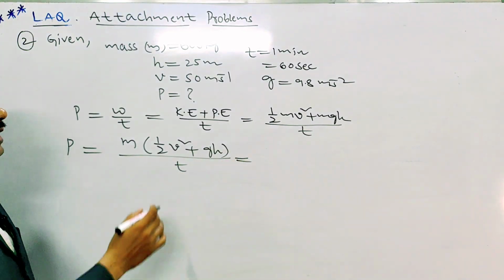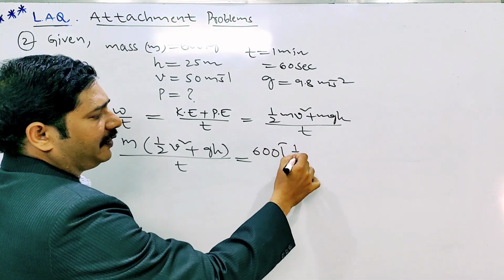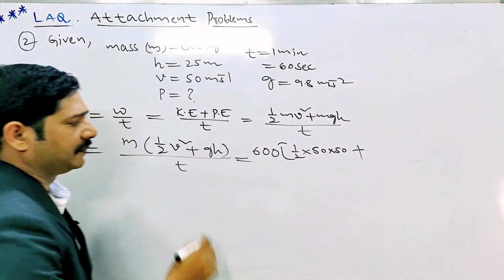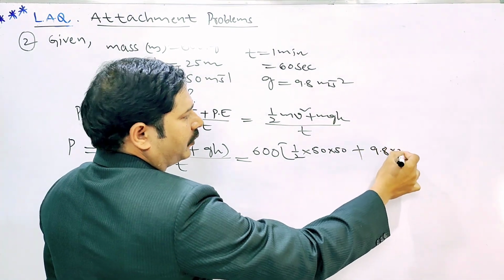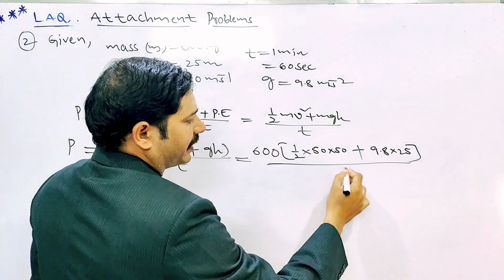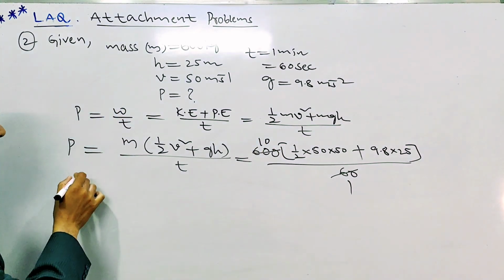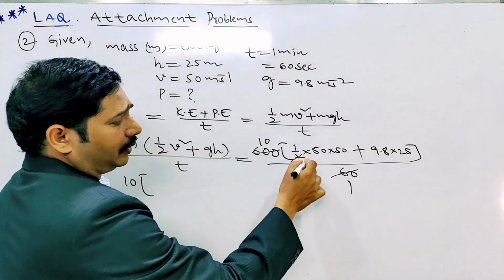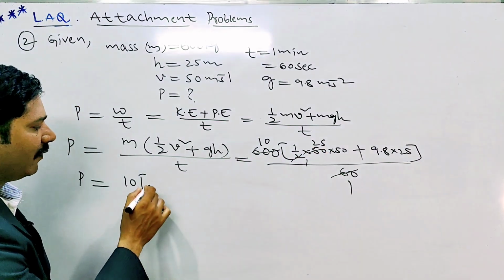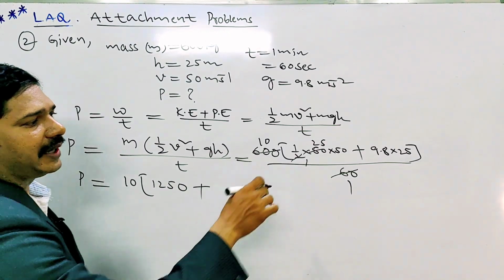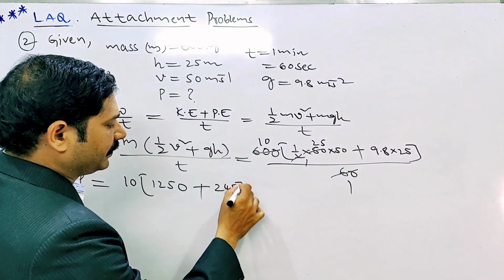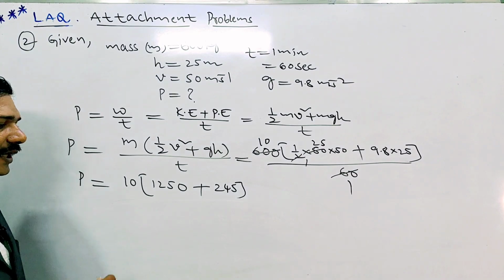Substitute the values. M is how much? 600. And v square is what? v is 50, 50 into 50, plus g h, 9.8 into 25 meters. Next, by time, T is how much? 60. 60 and 600 cancel, so power P equal to 10 into, here 50 into 50 is 2500, divided by 2 is 1250, plus 9.8 into 25. 10 into 25 is 250, and with 9.8 we get 245. 60 already cancelled. Add both.